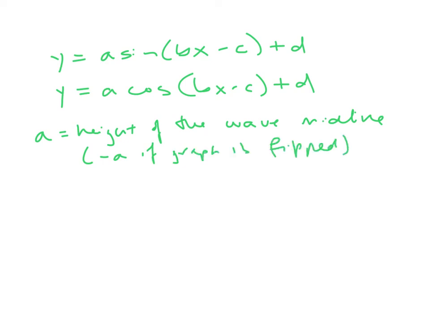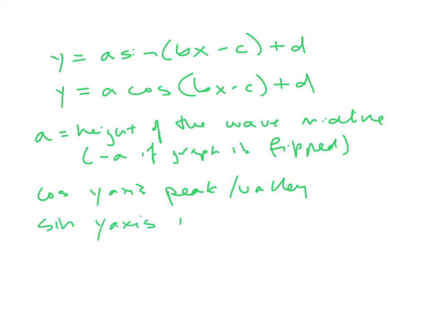Okay. Remember that cos starts at the y-axis, is a peak or a valley. Sine at the y-axis is the midline. It crosses at the midline. So the very first thing to look for when you are looking at a graph is it a peak or a valley at the y-axis, or has it been shifted a little bit over along? But would it be a peak or a valley? And if it's crossing the y-axis at a midline, it's going to be a sine. So those are the first two things I look for. Is it a cos or is it a sine?